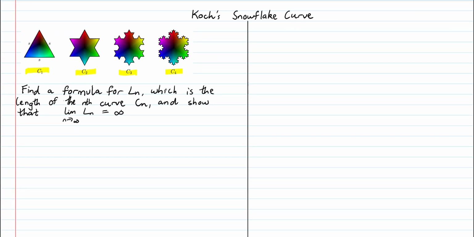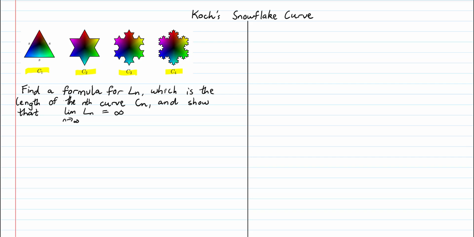So what we're going to do in this video is find a formula for Ln, which is the length of the nth curve, Cn, and show that the limit as n tends to infinity of Ln is equal to infinity. So we'll start by finding the length of the first few curves and see if we can find a pattern.